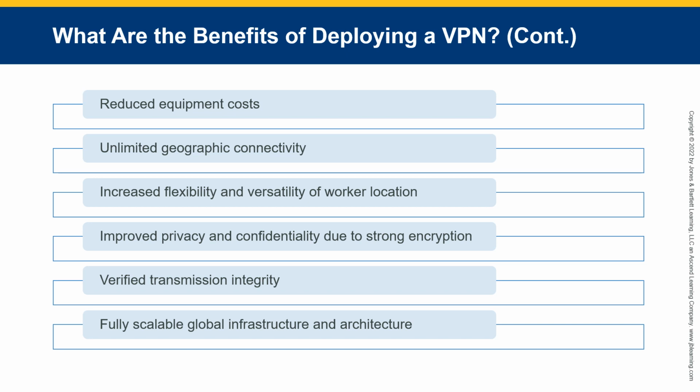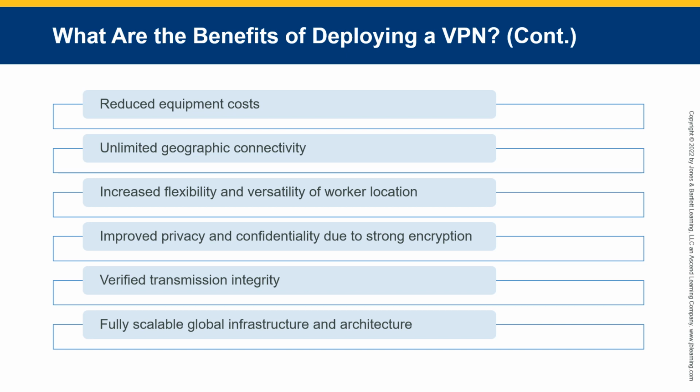So, what are the benefits of deploying a VPN again? Reduced equipment cost, unlimited geographic connectivity. If you're here in Texas, you may be in South America, you may be in California, you may be in Europe or Asia or even Antarctica. All these places have internet connectivity, and you can establish a VPN connection from any of those. Also, you have increased versatility from wherever your worker may be. You can still have them connect to you and collaborate with you on a network, so corporations can take advantage of remote workers if needed.